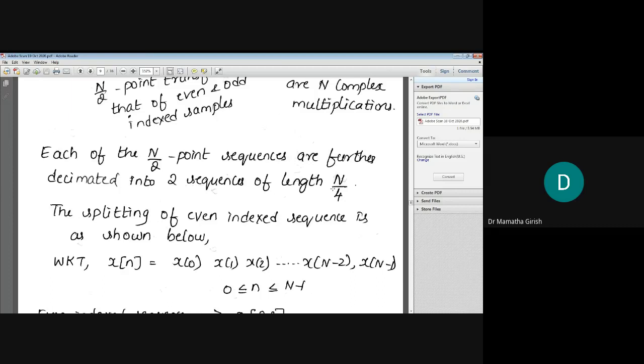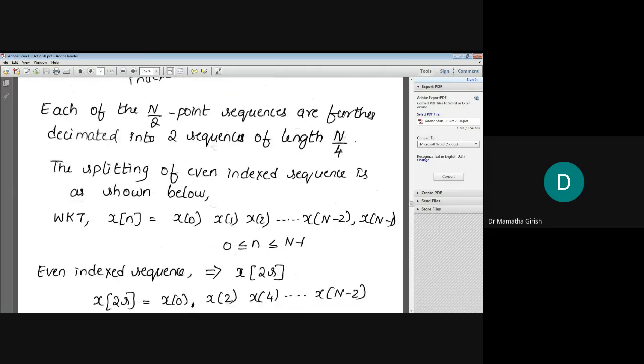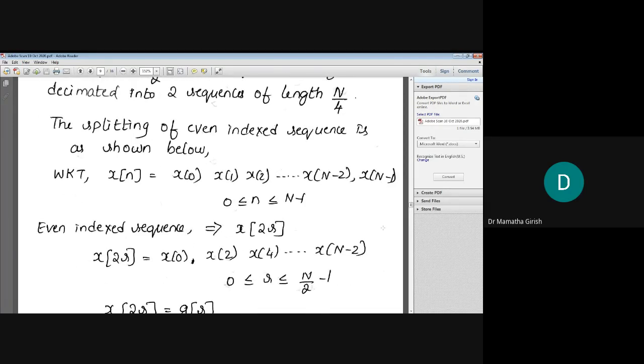Now what is the sequence length? N by 4. So now say for example, this is x of n, the original sequence. What was the range of n? Starting from 0 till n minus 1. What did we consider the first stage? Decomposing a given sequence into even indexed and odd indexed. For even indexed, what did I use as the abbreviation? 2r. For odd indexed, 2r plus 1.